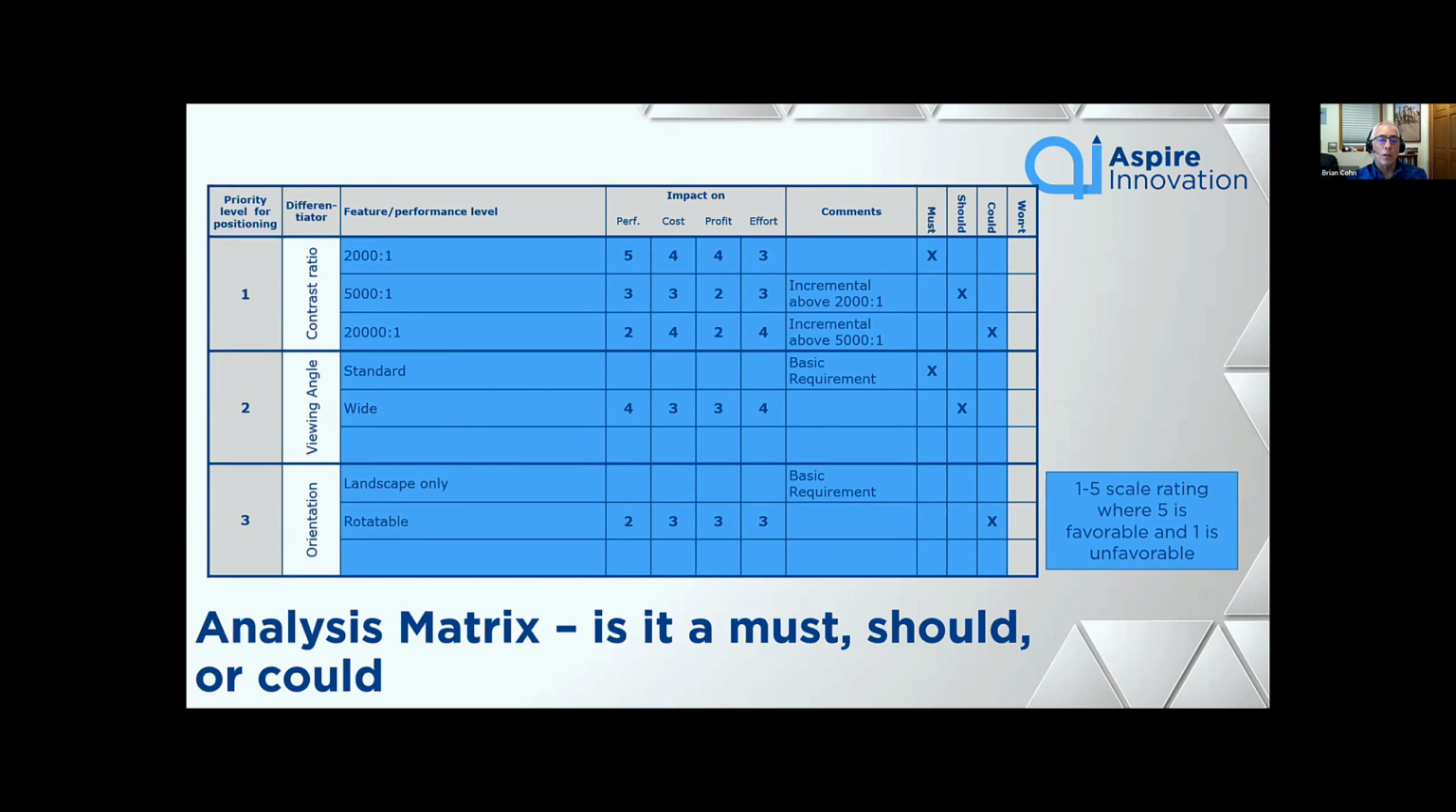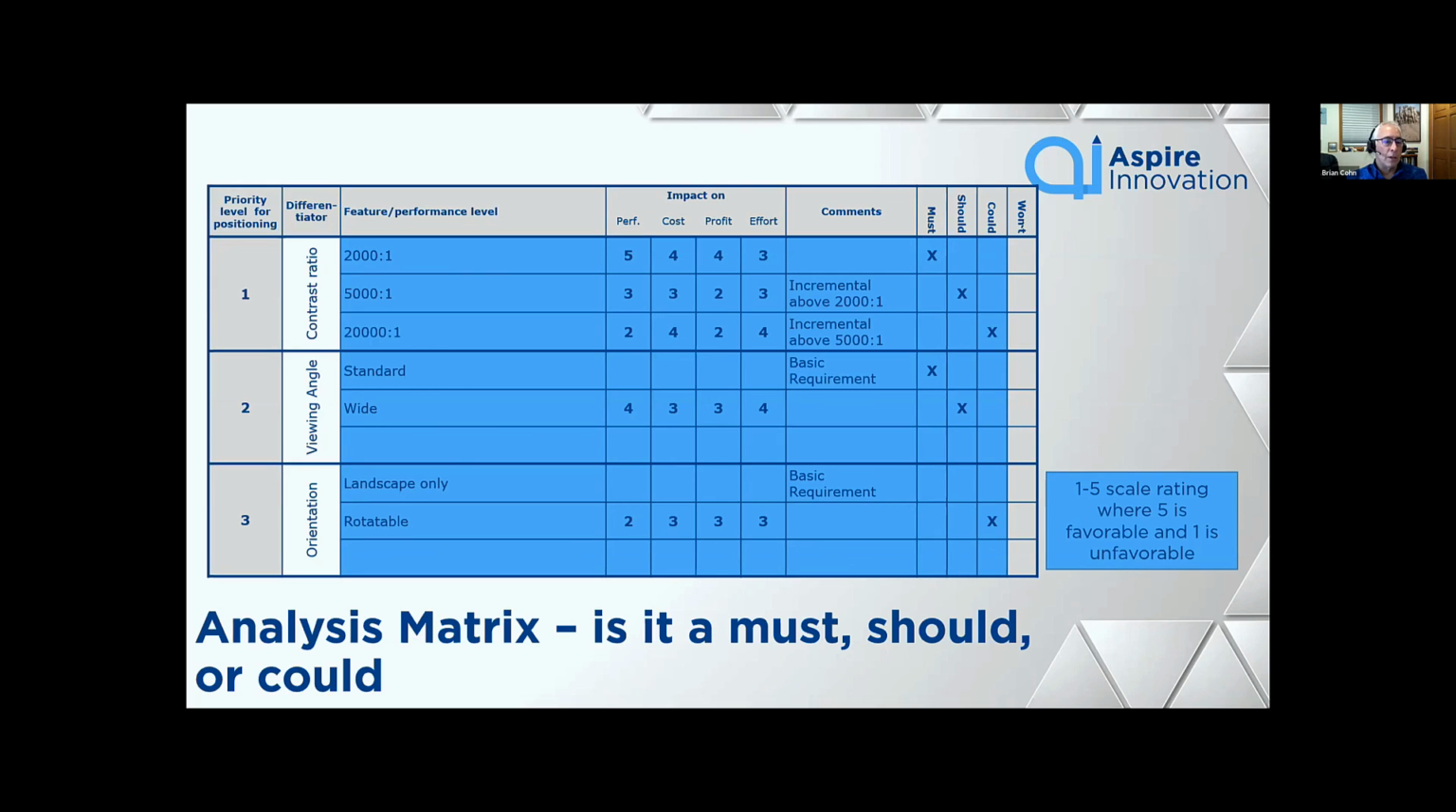In this case, it's a little bit of a perverse scale because the higher numbers are more favorable. So a higher number on cost really means the cost is lower. And so, you know, 5 is less cost. And here, if we look at these things like our 2001 aspect, it's important for performance, it's important for our profit, it's moderate effort, and it's a moderate impact on the product cost. And as we go higher and higher in contrast ratio, it's adding more effort, and so, you know, we might not want to do it.